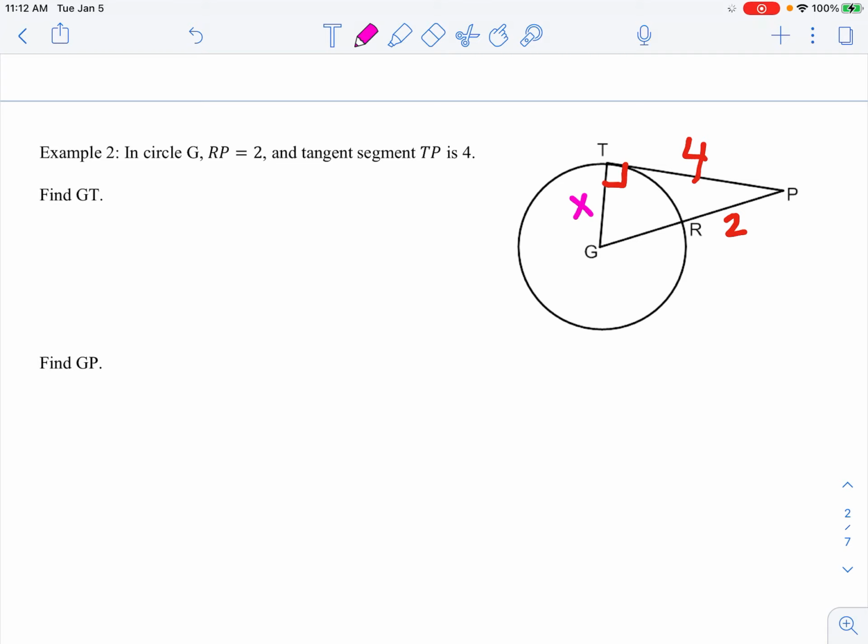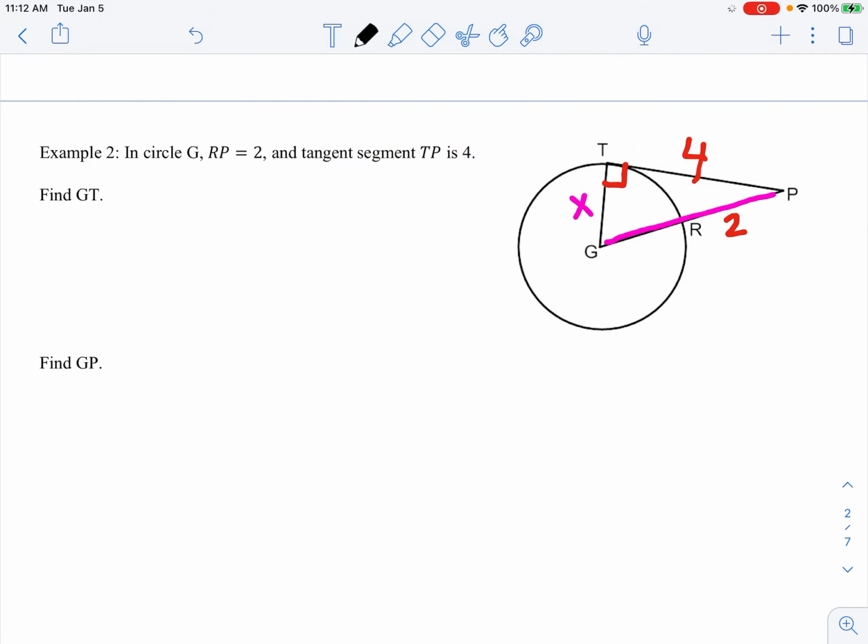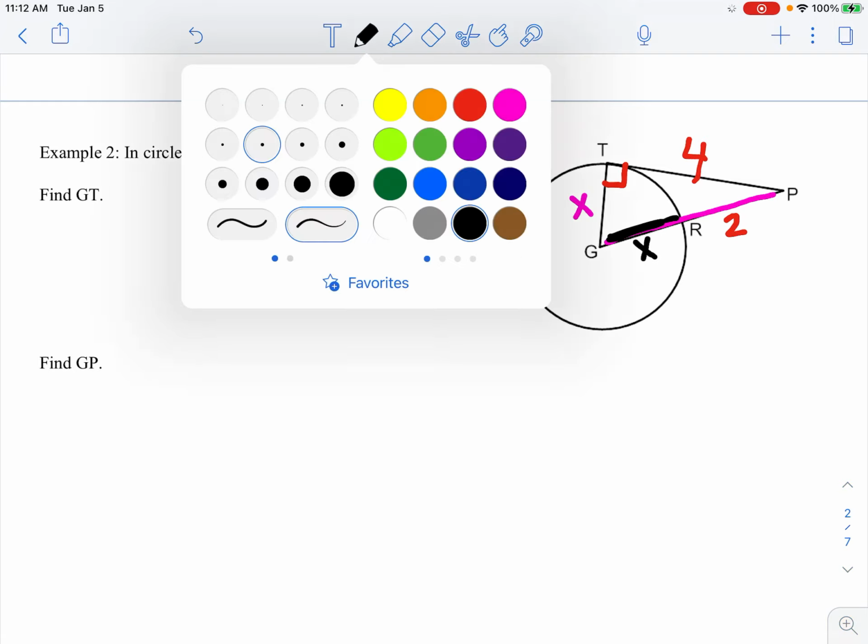Now, we're going to use our picture to set up the Pythagorean theorem, but you'll notice I'm missing something on this piece of the line. I don't know what this little part, GR, is. Well, if you look at this picture, there's another radius, and GR is a radius, so is GT. And GT has an X on it. So I can put that X here, and now I can go back and do the Pythagorean theorem.